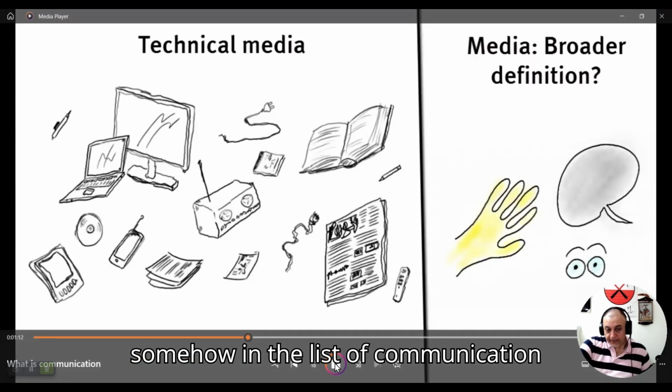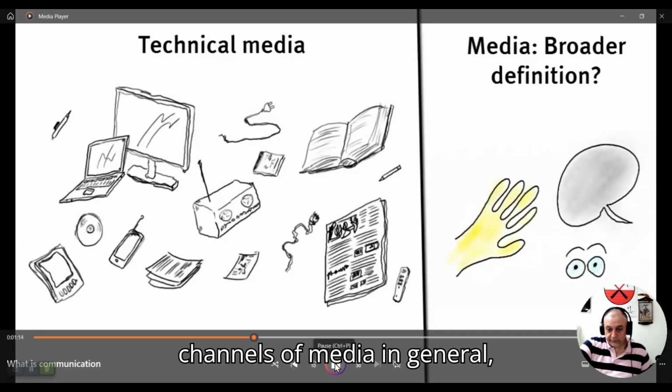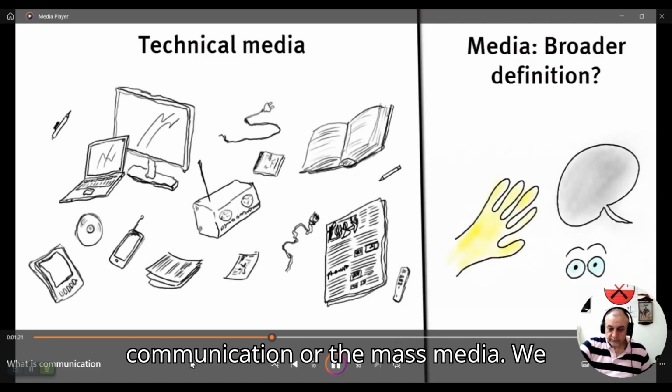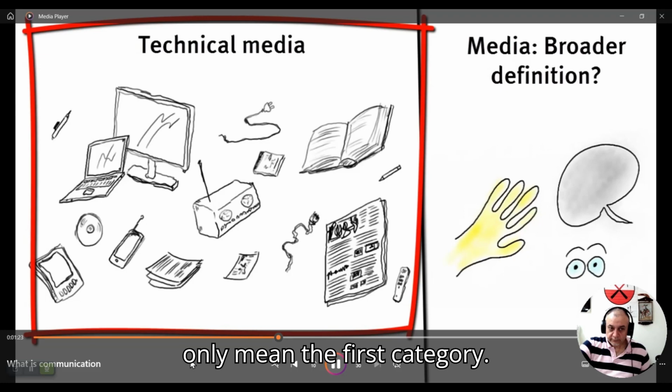Used to communicate somehow in the list of communication channels of media. In general, however, whenever we discuss mediated communication or the mass media, we only mean the first category.